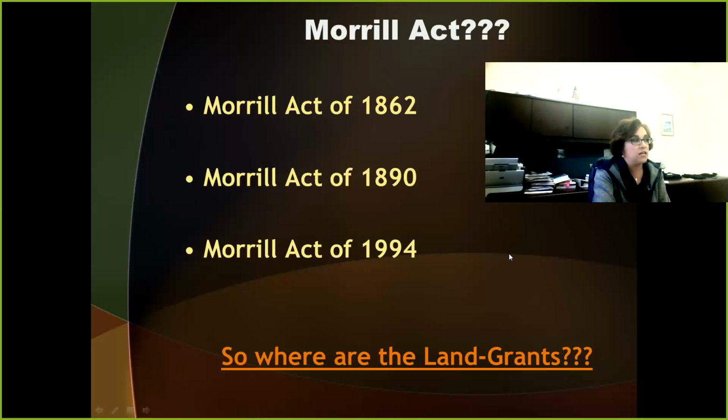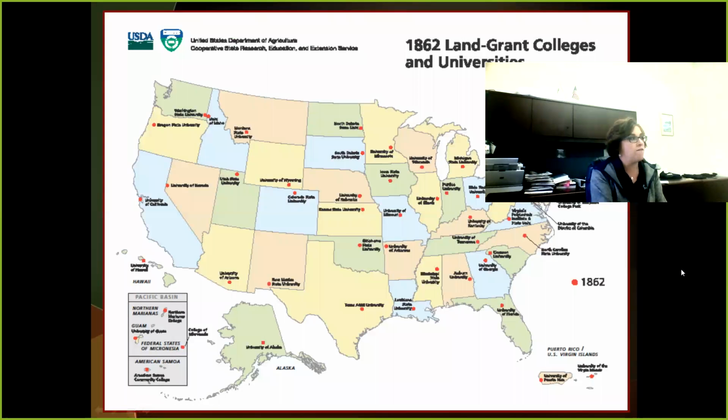And then in 1994, they passed a third Morrill Act, which gave 29 Native American colleges land grant status. And so those are what we consider the 1994 land grants. So where are these land grant universities? Well, this is a picture of the 1862 land grants. You can see that every state has at least one. There are a variety. When you see Texas A&M, a lot of them were A&M, and that A&M stands for agriculture and mechanical arts.